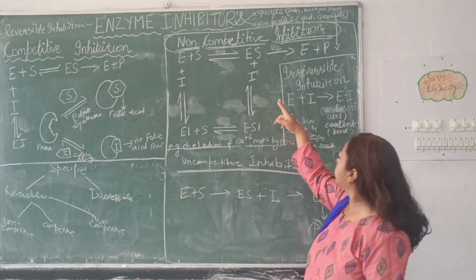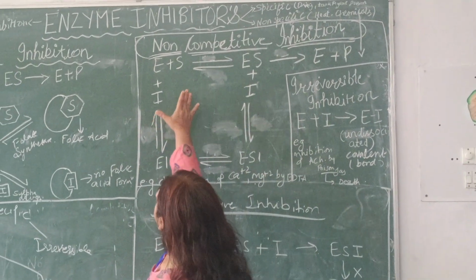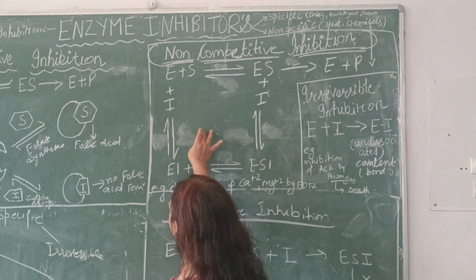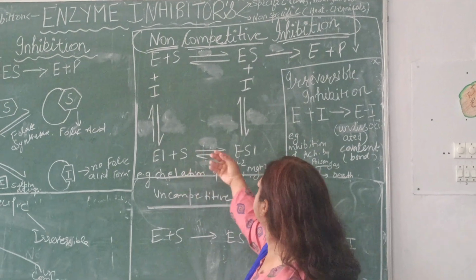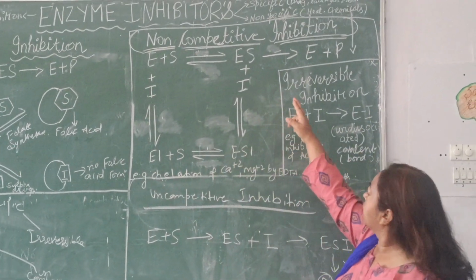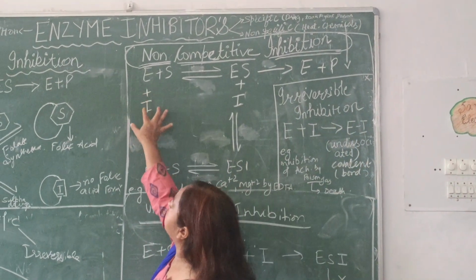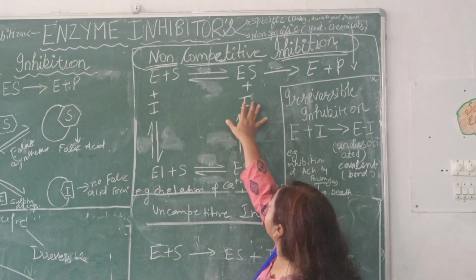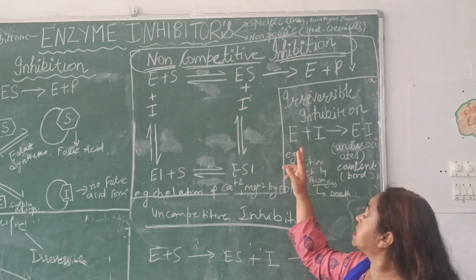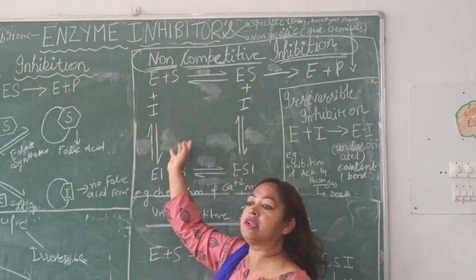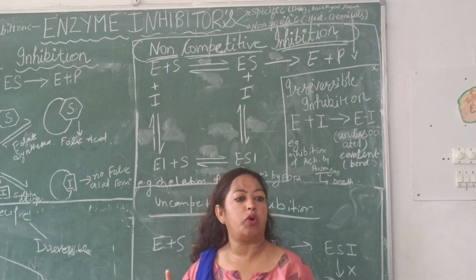But in non-competitive inhibition, you can see from this reaction that the enzyme and substrate, when they react with the inhibitor, form the enzyme inhibitor complex and the substrate is released free. Similarly, the inhibitor can either react with the enzyme or it can react with the enzyme substrate complex. So this is non-competitive. The inhibitor is not competing with the substrate. That's why it is called non-competitive.